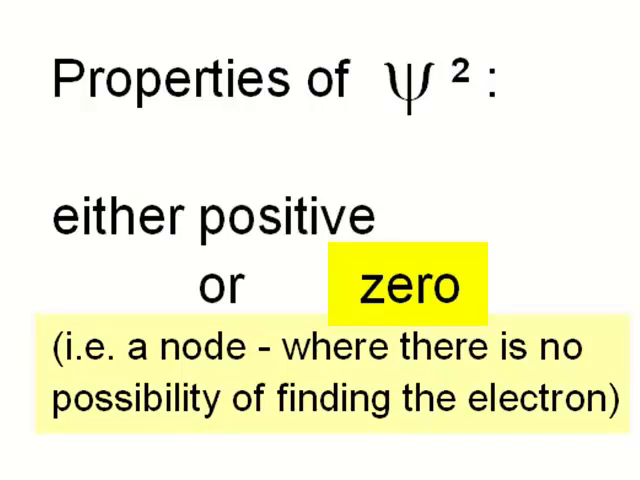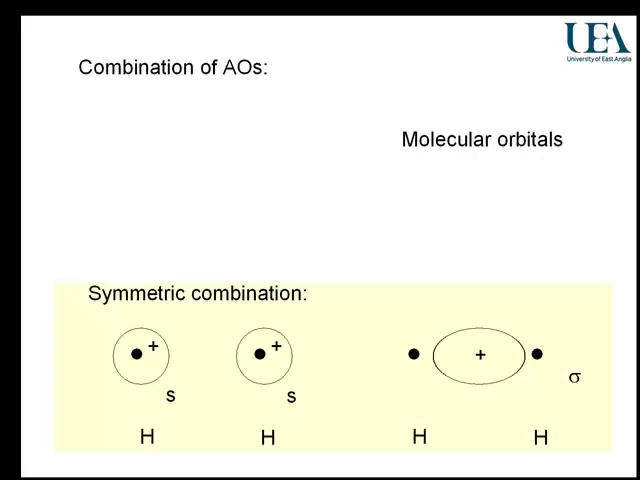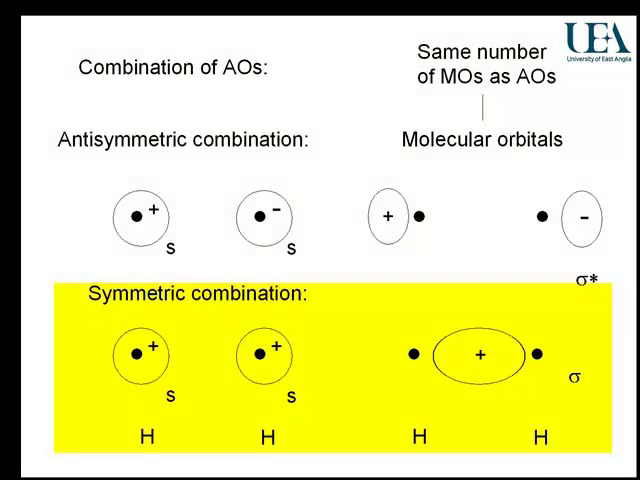So there's a fundamental truth here. You cannot be sure with absolute certainty where an electron is, but you can be sure where it is not. If the value is zero, then there is no chance of finding the electron there. So this symmetric combination puts the electron density where we need it to make a bond.